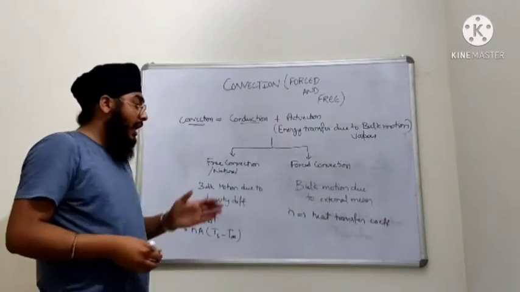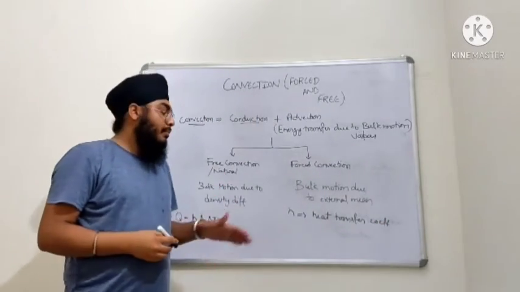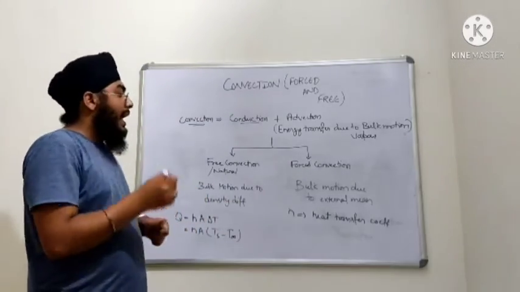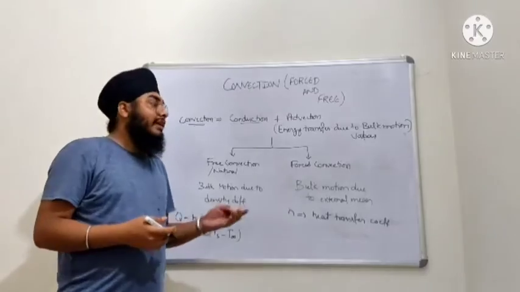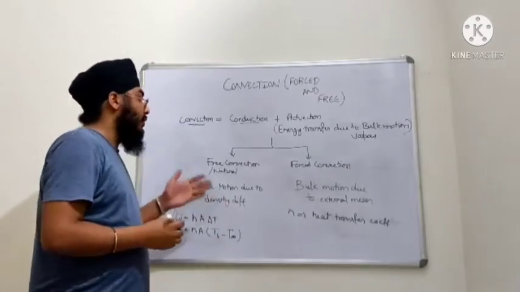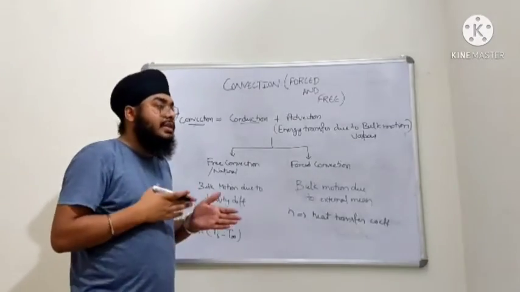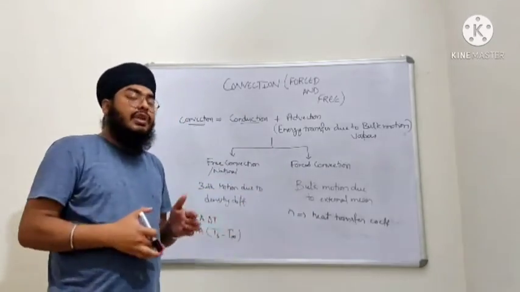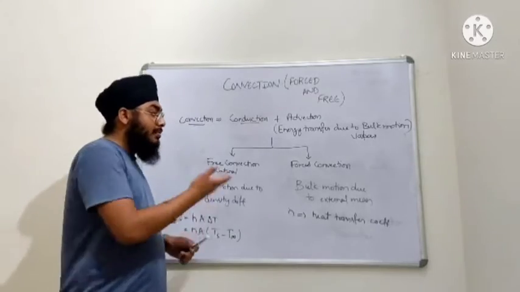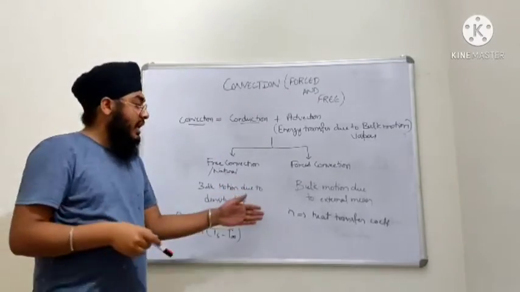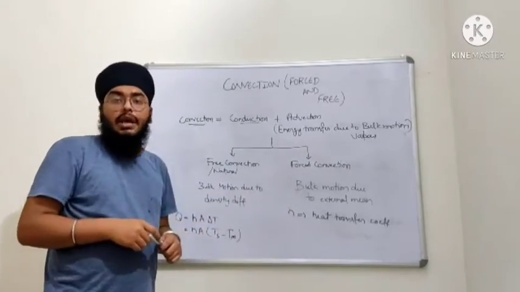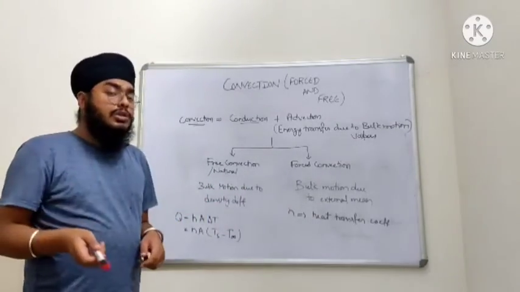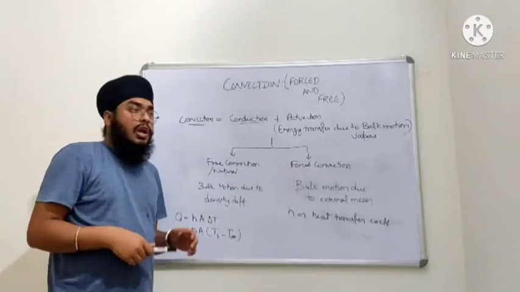Now, H is not a property, but it actually depends on other factors. H depends on factors such as the velocity of the fluid. If the velocity of the fluid is greater or lower, the value of H will vary. The second factor on which H will vary is surface area. If the surface is smooth or rough, that also affects H.